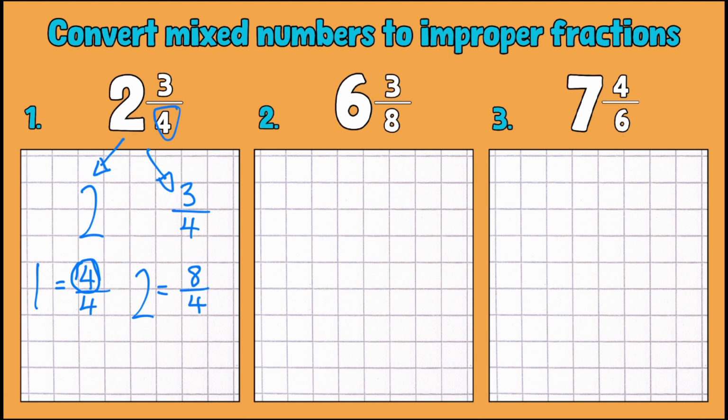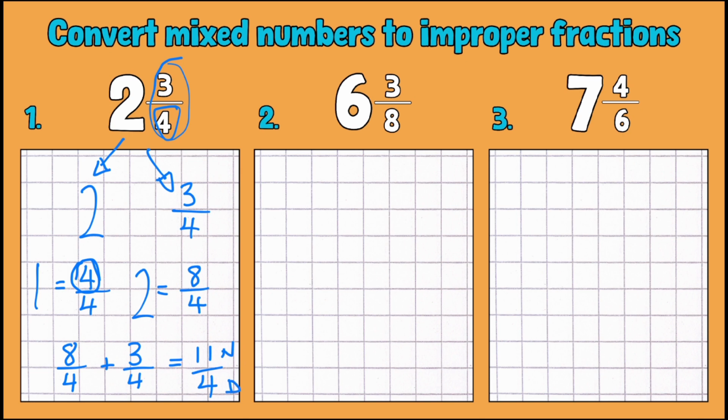Okay, so if 2 whole 1s equals 8 quarters, and then I've got my fraction part as well, then I can add those together. So I've got 8 quarters, which is my 2 whole 1s, add the fraction that I've already got, which is 3 quarters, which equals 11 quarters. Okay, so there's my improper fraction. So my numerator is larger than my denominator.